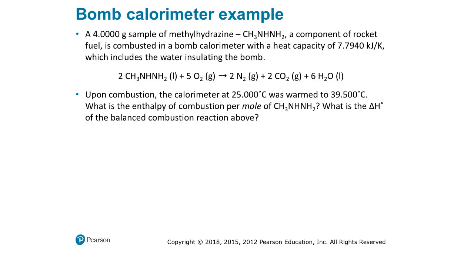So this problem here says we have a 4.0000 gram sample of methyl hydrazine with the formula shown. It's a rocket fuel, so we should readily know that energy is definitely coming off of this reaction. This is going to be an exothermic reaction for sure. The nature of bomb calorimeters is that almost always they're going to study exothermic reactions. I think it would just take a weird example to do an endothermic reaction. So you can almost think of every example in this form of problem as releasing heat to the surroundings. So we have this sample combusting in the calorimeter, which has a known heat capacity of 7.7940 kJ per Kelvin.